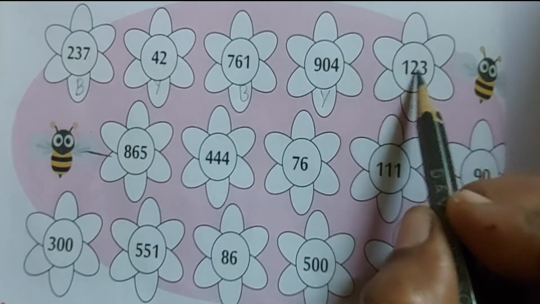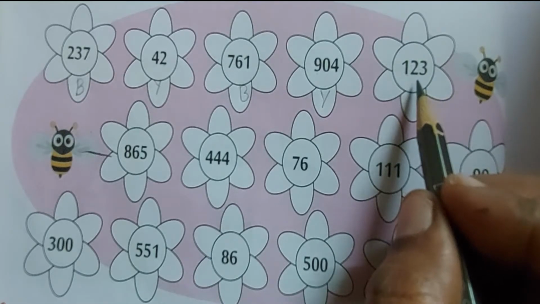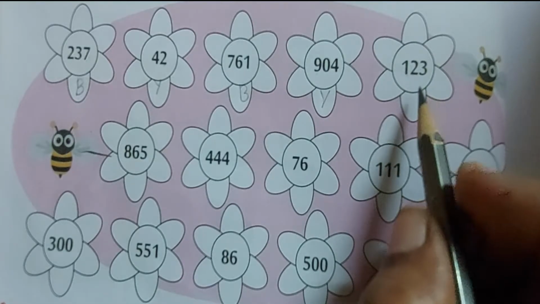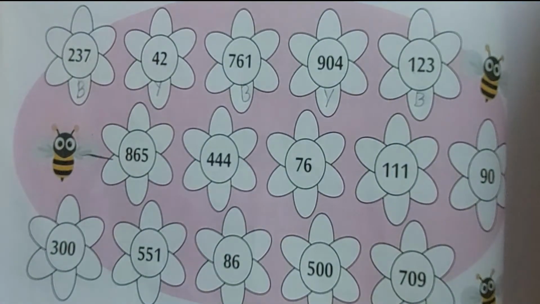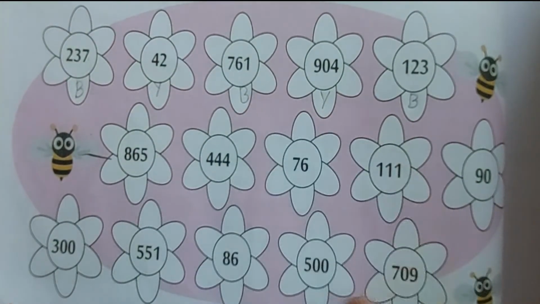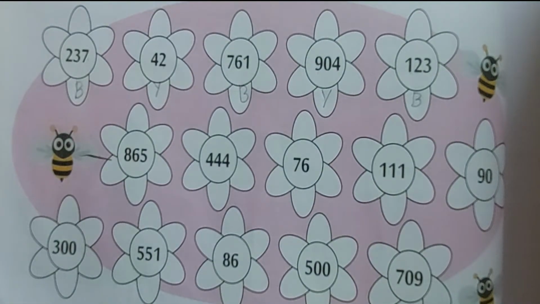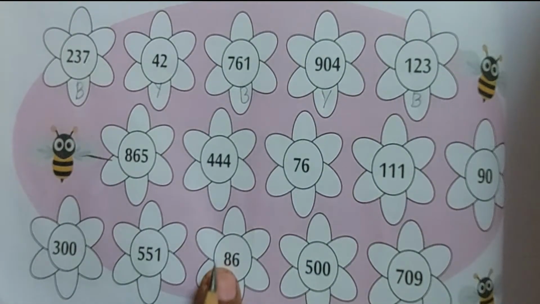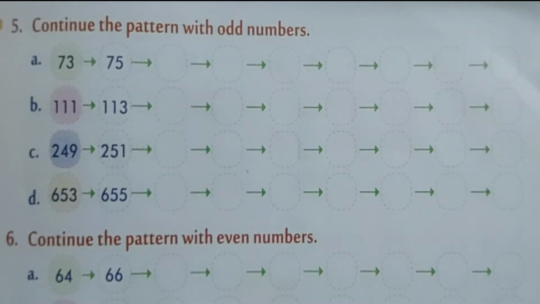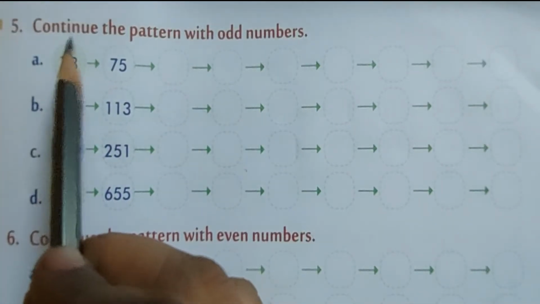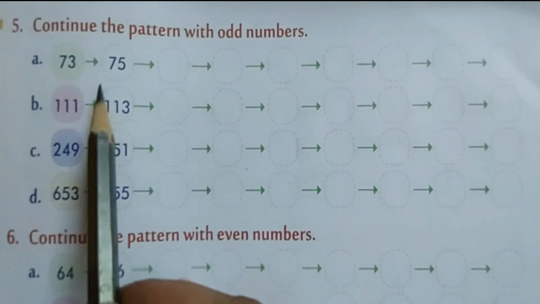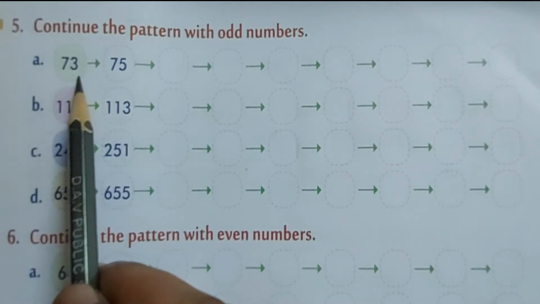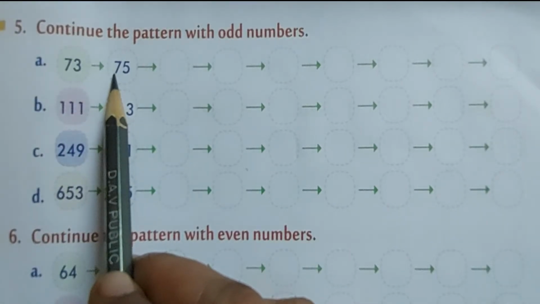Next one, 123. 123 is an odd number. So we have to color it with blue color. Like that, do this one, children. It is the activity for you. Do it yourself. All of you open page number 27, children. Read the heading. Continue the pattern with odd numbers. Here we have to continue the given pattern with the odd numbers.